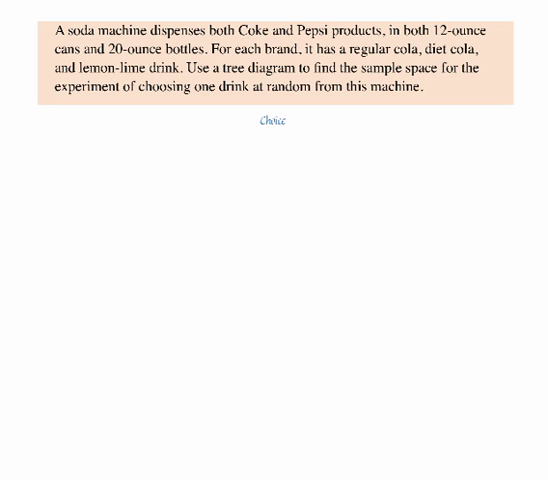So if you randomly choose, you're either going to get a Coke product or a Pepsi product. It then further says that each comes in both 12-ounce cans and 20-ounce bottles. So we'll have two choices once we've chosen either a Coke or a Pepsi, can or bottle. Now let's look at, suppose we get a Coke and it's a can.